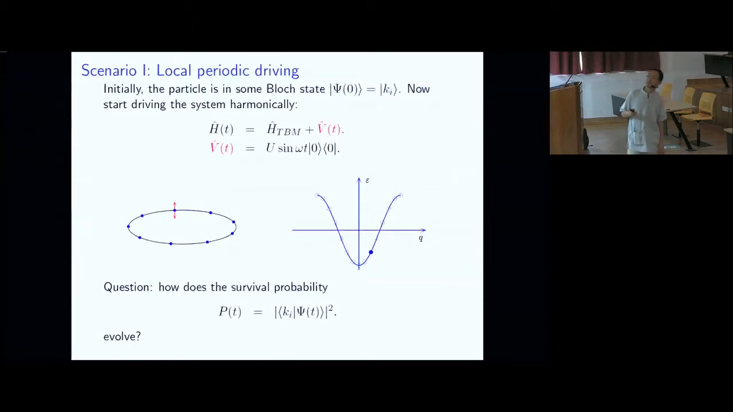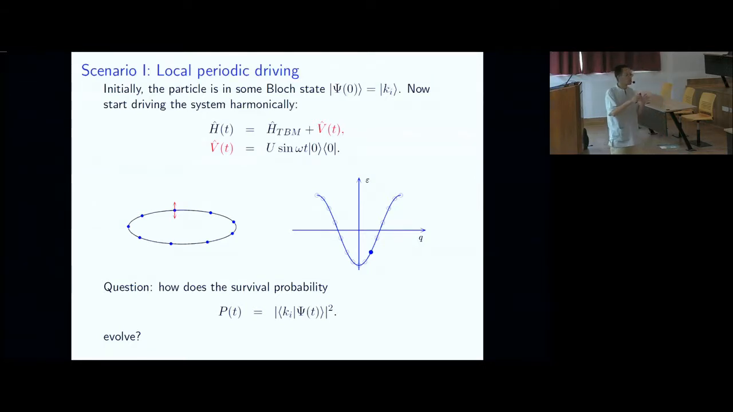So let us consider the first scenario. This is the ring. Initially, we have only one particle, placed in some arbitrary Bloch state, say in this one. This is a stationary state, so nothing happens initially. Then from some time on, we turn on some harmonic driving. We take some arbitrary site, and then we start shaking the potential of this site harmonically.